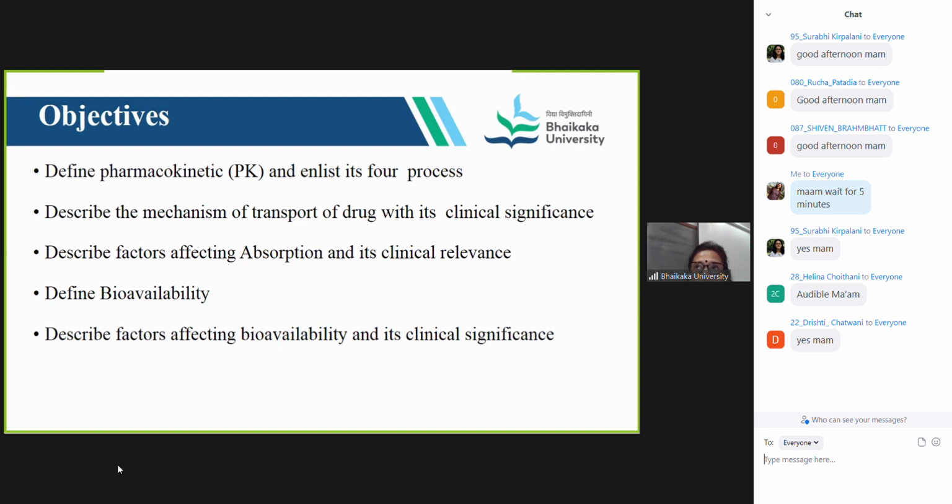Here are the factors affecting absorption and the factors affecting bioavailability, and you have to correlate each factor with its clinical relevance. So these are today's class objectives.